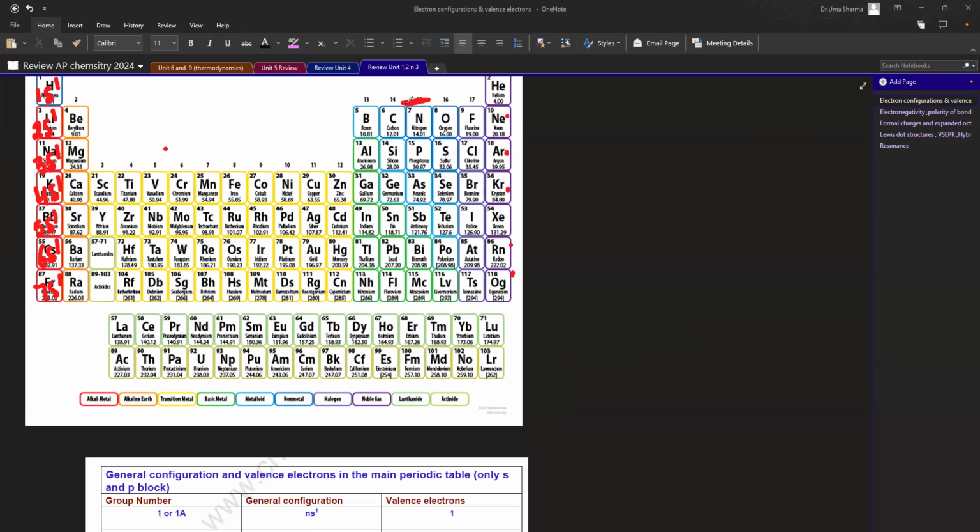What about this one? It is ns2 np3. This one is 2s2 2p3, 3s2 3p3, 4s2 4p3, 5s2 5p3, 6s2 6p3, 7s2 7p3. So every family has a general configuration.